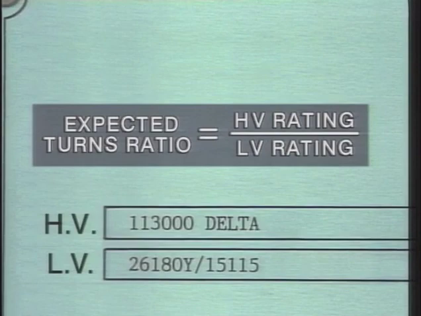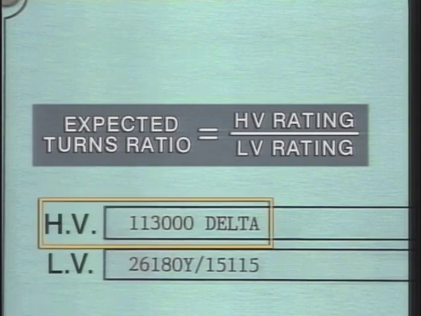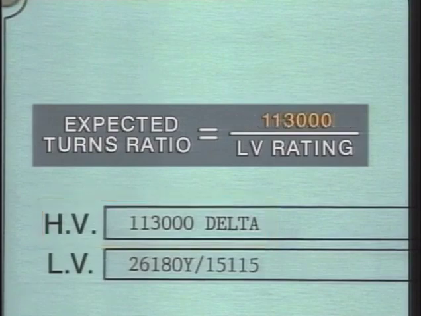The voltages used depend on whether the windings are Y or delta connected and the position of the tap changer, if the transformer has a tap changer. If the windings are delta connected, only one voltage is identified on the nameplate. For example, here, the high voltage windings are delta connected and the voltage rating is 113,000 volts. This figure goes in the high voltage rating part of the turns ratio formula.